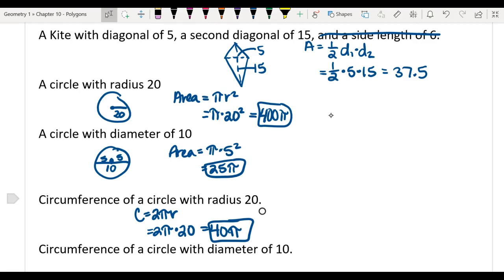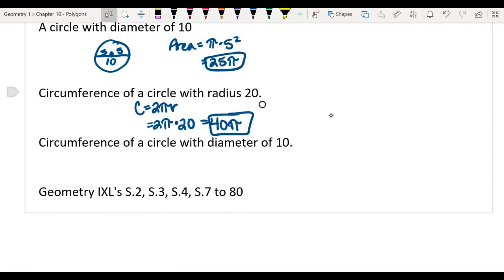All right. So you have 4 IXLs, okay? The first one is squares and rectangles. The second one is parallelograms and triangles. The third one is trapezoids and kites. And then the fourth one is circles. Remember that S7, you're probably only going to be able to get to 60.